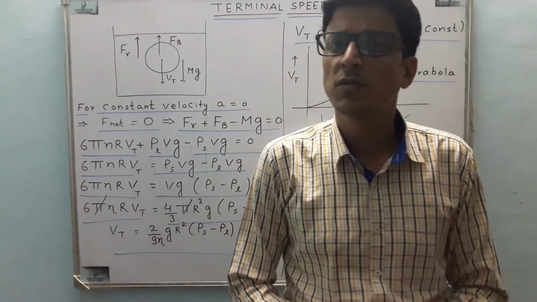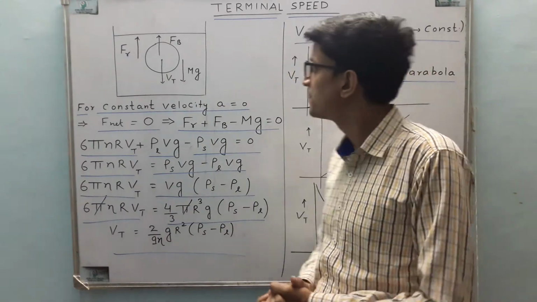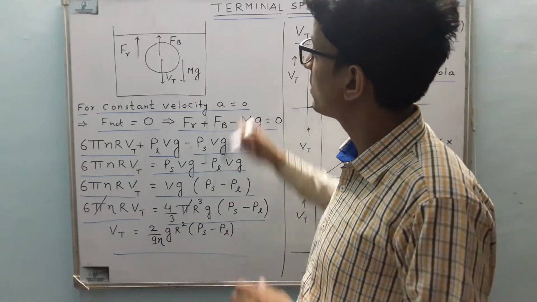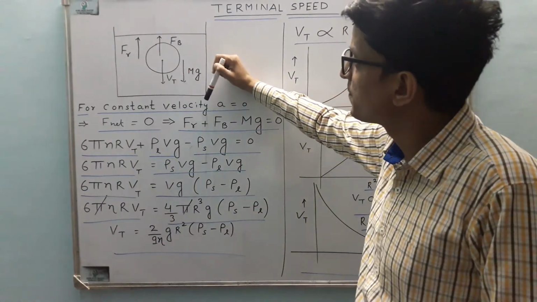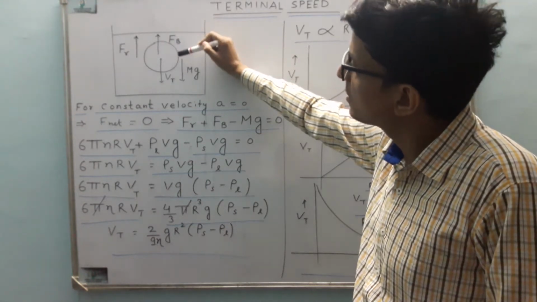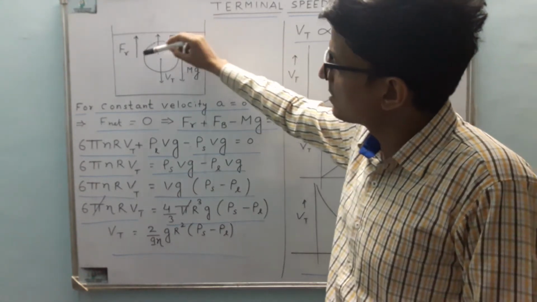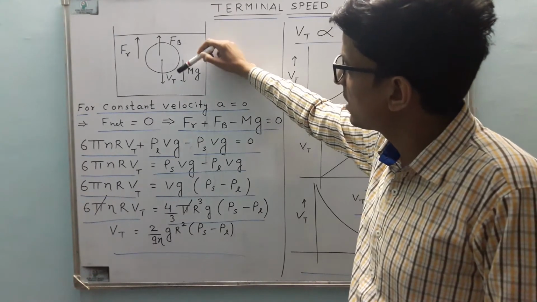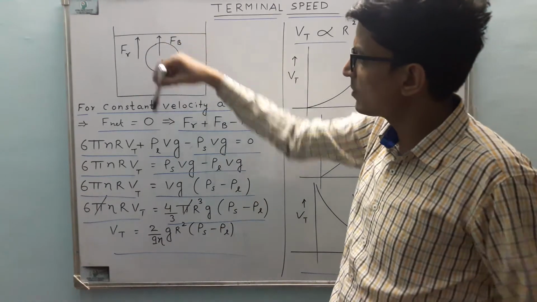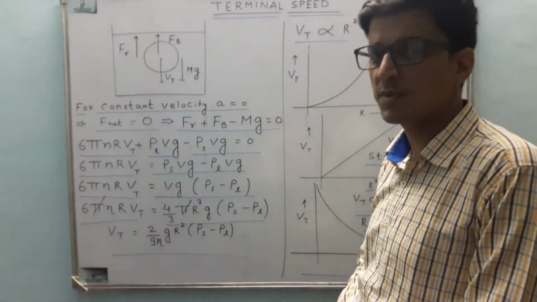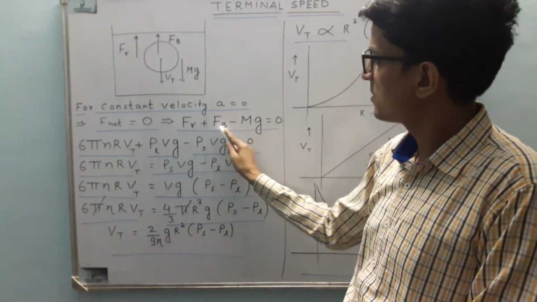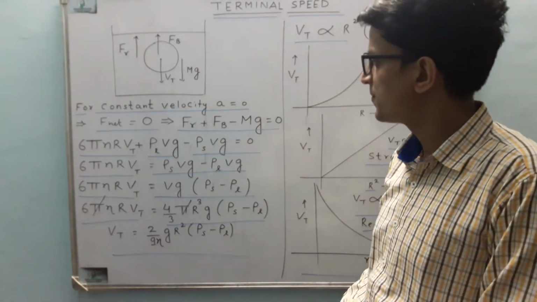So let's look into the things with proper perspective. Suppose this is a sphere and it's moving with the constant speed Vt. The forces acting on the sphere will be buoyant force in vertically upward direction, resistive force in vertically upward direction, and weight in vertically downward direction. And we know that if velocity is constant, then acceleration will be 0, so net force will be 0. That means resistive force plus buoyant force minus mg is equal to 0.